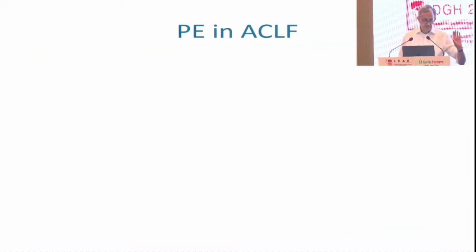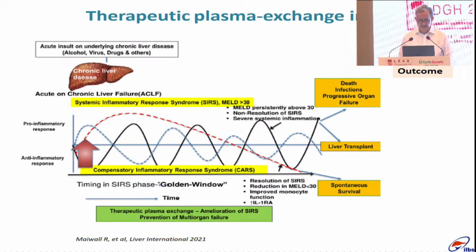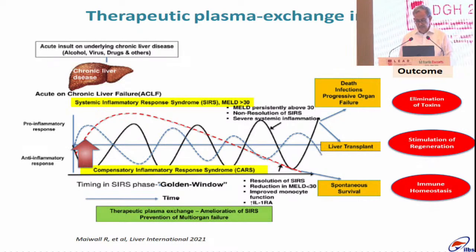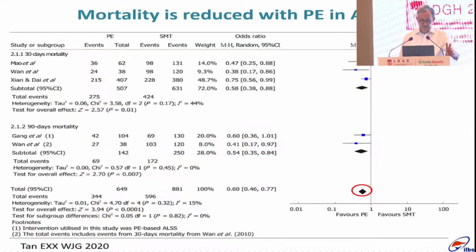Let's now go to, that was ALF, we go to ACLF. In ACLF, you again have removal of the toxins so that you can prevent death, stimulation of regeneration, which is marginal, and immune homeostasis. To me, this is the most important part, and I'll show you how immune homeostasis comes. These are simple 3 studies.